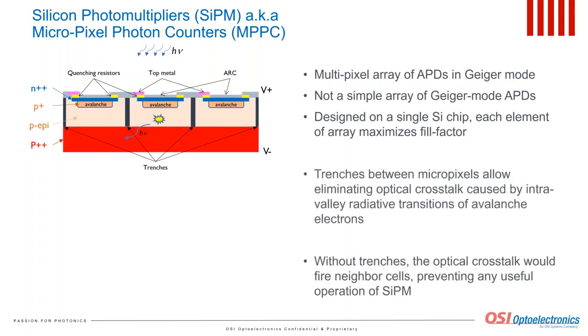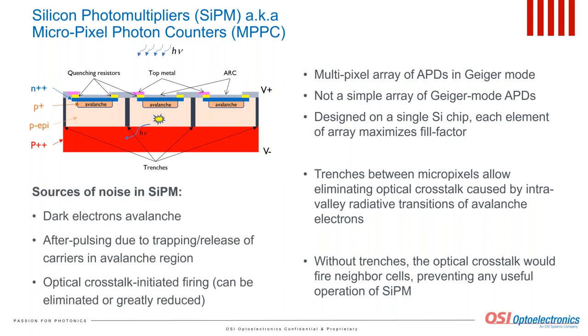To eliminate optical crosstalk, the design features trenches between micropixels, which block optical quanta generated due to intra-valley radiative transitions of avalanche electrons. Without trenches, the optical crosstalk would fire neighbor cells, preventing any useful operation of the silicon photomultiplier. The sources of noise in silicon photomultiplier include dark current avalanche, afterpulsing due to trapping and releasing of carriers in the avalanche region, electron tunneling effects, and optical crosstalk initiated firing, which can be eliminated or at least greatly suppressed.